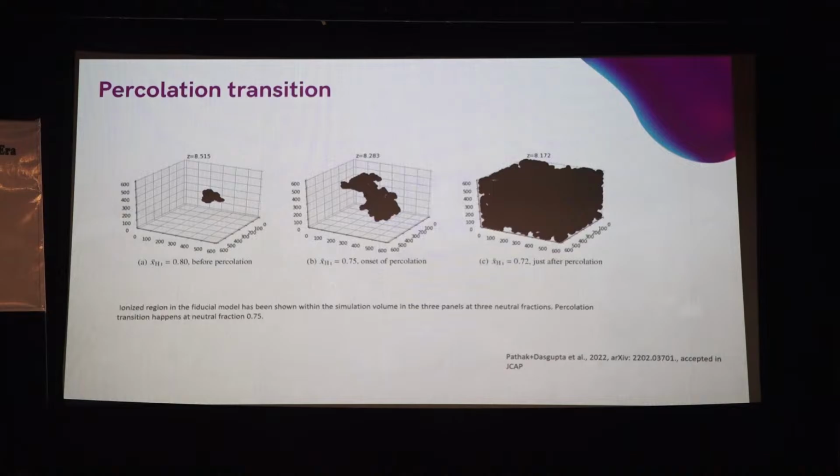The percolation transition is the time where we find that different small ionized regions coalesce together to form a large singly connected ionized region. And we use the technique of LCS, or the largest cluster statistics, to get insights on this particular percolation process.